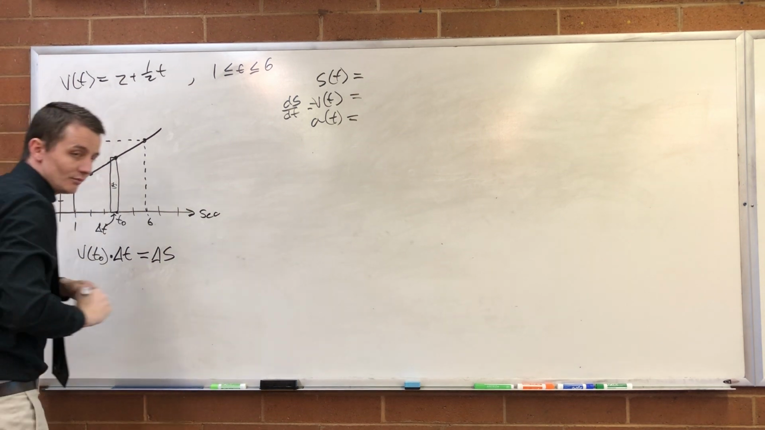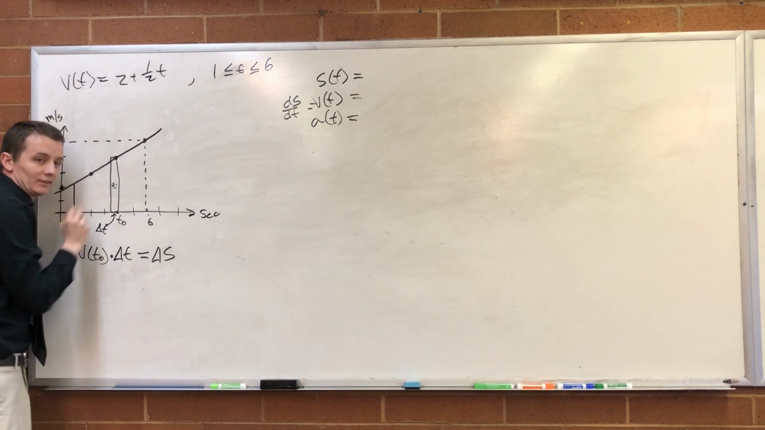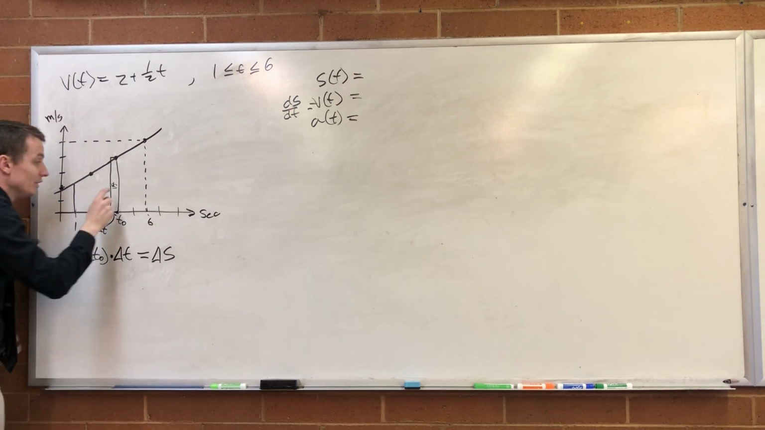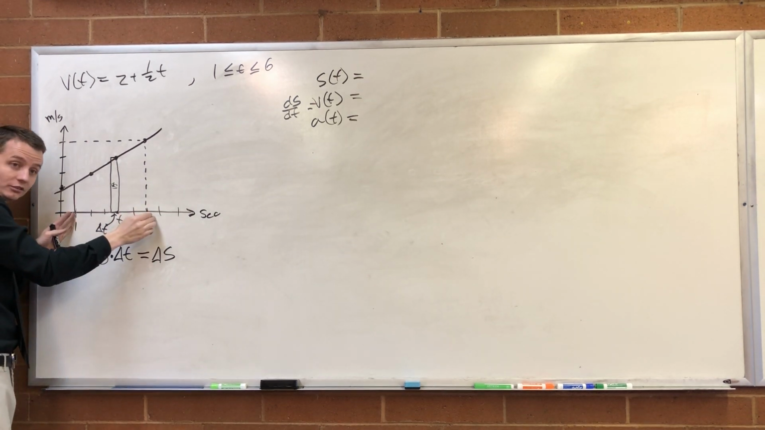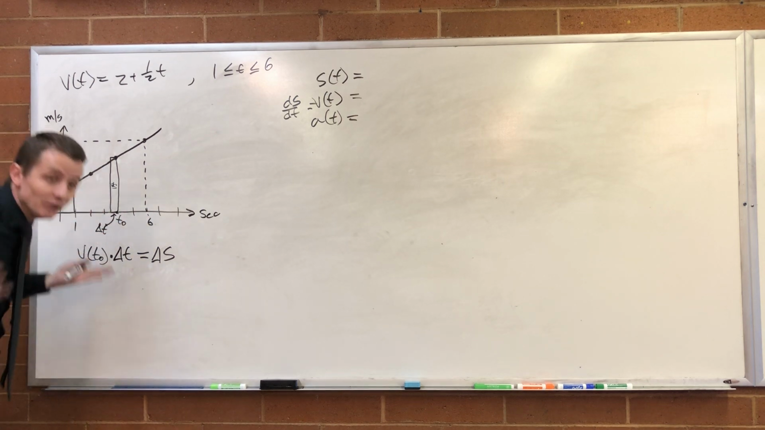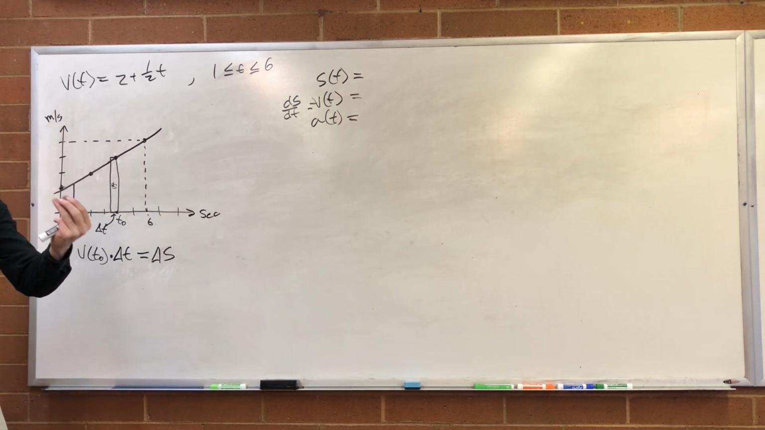Sum all of delta s. Sum up all these little rectangles. The point is, what do these little rectangles give me? A little bit of displacement. So if I sum up all the rectangles, it gives you all the displacement, which is the point.